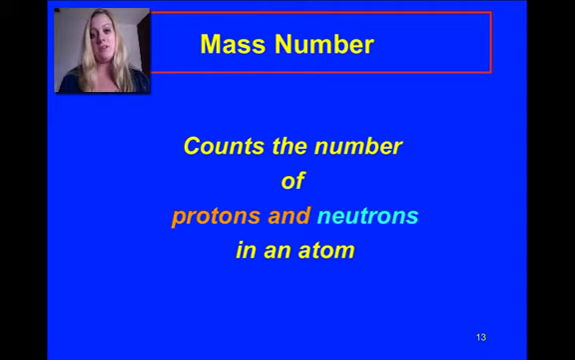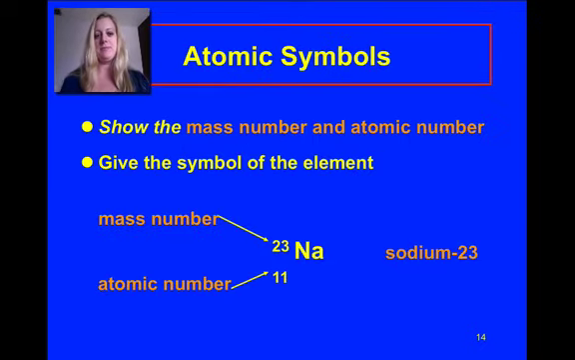Now, if we know the number of protons from the atomic number, can we get the number of neutrons? Yes, by simple subtraction. All right, so here we have the mass number is always going to be bigger. We have our mass number for sodium, 23, and our atomic number, 11. So then, how many neutrons does sodium have? So you would want to do the mass number, 23, minus the atomic number, 11. So what do you get?